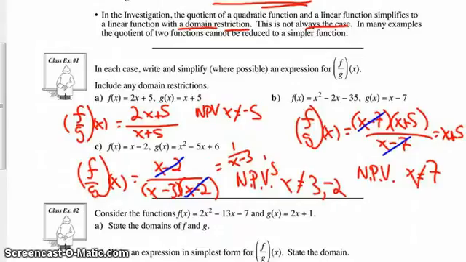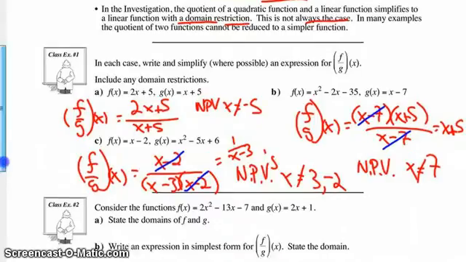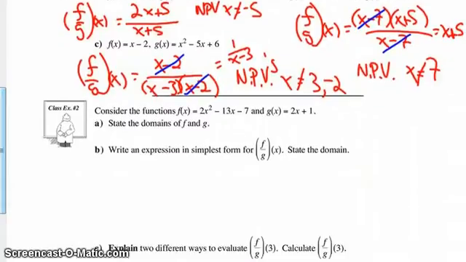And we'll talk a lot more about that. Number C is special. It has a hole, but it also has an asymptote, and we'll talk about that more in rational functions as well.